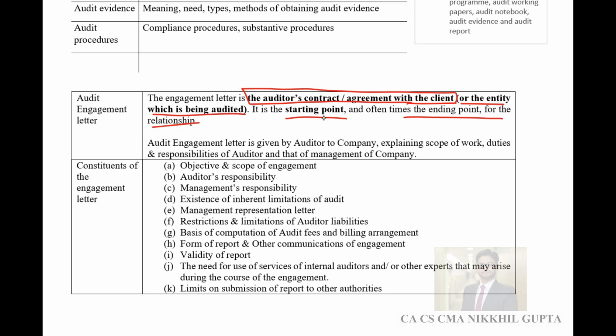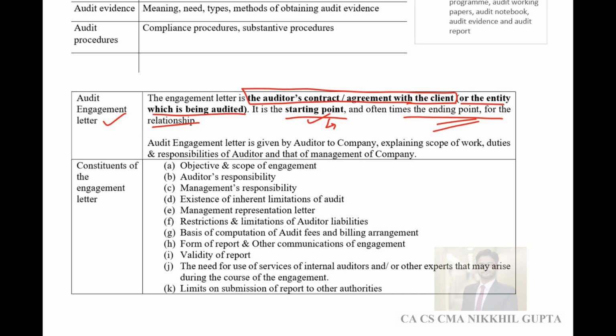Yes, the engagement letter is the starting point because it enumerates when the audit will start, when the engagement will start, when the client will give all the details to the auditor, when the auditor will start its work, when the auditor will end its work, what is the audit report timeline. All these things will be written by the auditor. So the starting point of an audit is definitely the audit engagement letter.